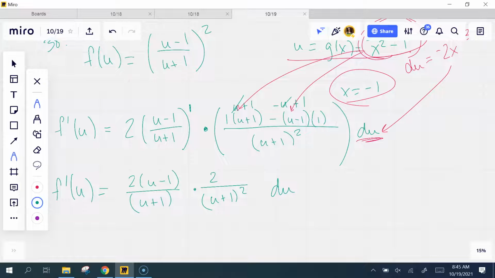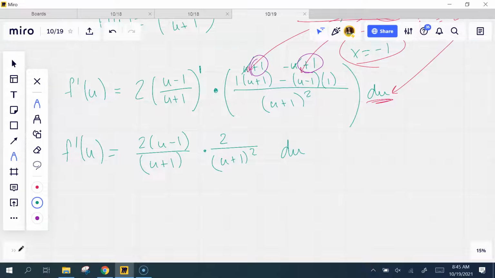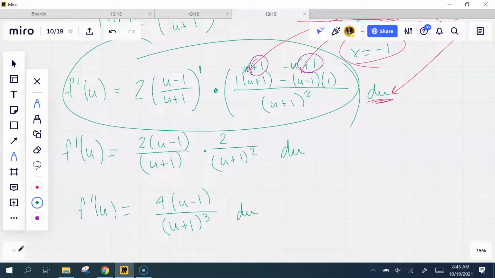Where are you at? That's the 2 came from the 1 and the 1. You can do this. This is actually 4 times u minus 1 over. This one was tough. Now it looks a lot better to plug in than it did when it was here.